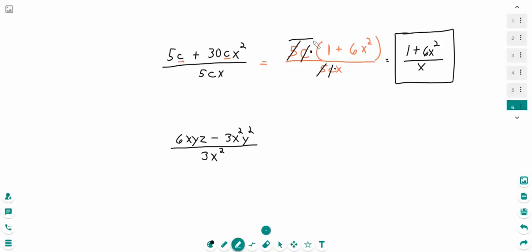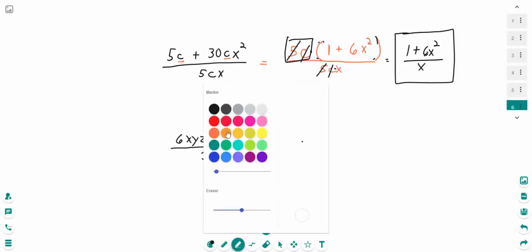Notice that over here, this 5c was a factor for everything. It's being multiplied by this set of parentheses right here, and that's all that's left in that numerator. So it is being multiplied by everything in the numerator. That's why we're able to cancel it out in the denominator. Okay? All right, so let's try this next one. Pause the video and give it a try.